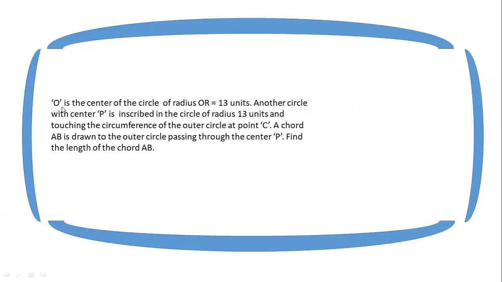In this video, we are trying to solve a problem. See this. O is the center of the circle of radius OR equal to 13 centimeters, 13 units. Another circle with center P is inscribed in the circle of radius 13 units and touching the circumference of the outer circle at point C. A chord AB is drawn to the outer circle passing through the center P. Find the length of the chord AB.